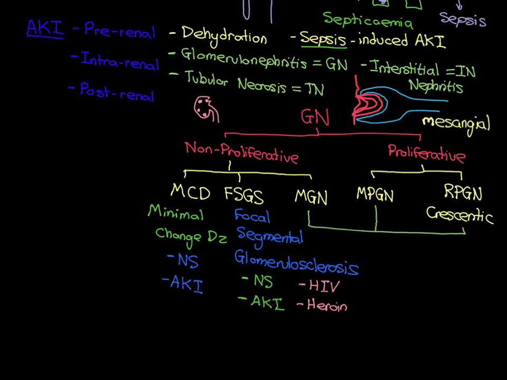Minimal change disease is idiopathic inflammation of the glomerular basement membrane that causes it to become leaky, classically presents with nephrotic syndrome, possibly can cause an acute kidney injury, and it's treated with steroids.